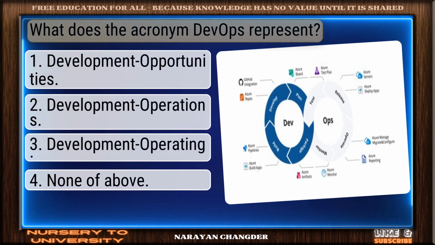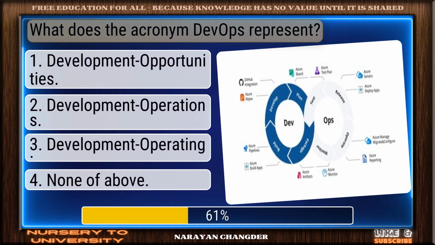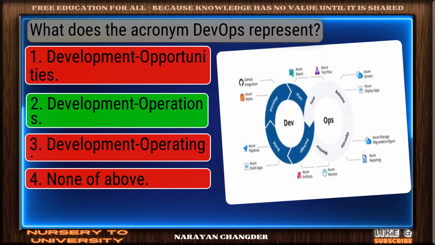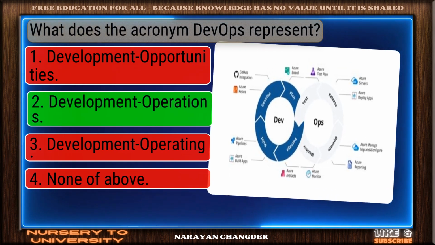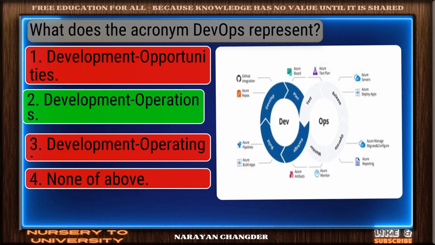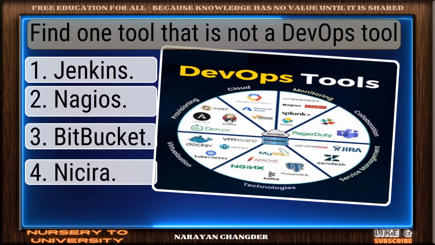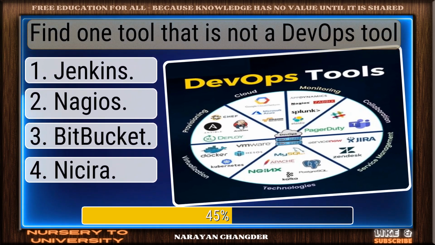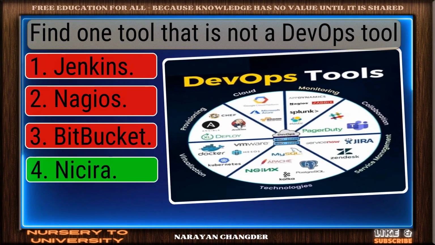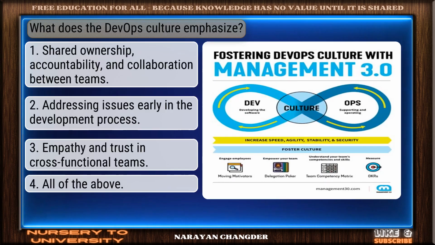Question number 5. What does the acronym DevOps represent? Correct response. Development operations is the most accurate answer. Question number 6. Find one tool that is not a DevOps tool. Nice selection. Nicira is the correct and valid answer.